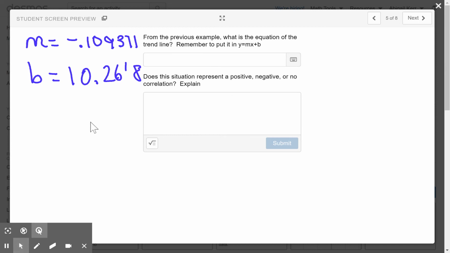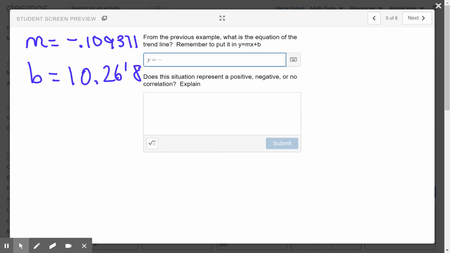I'm going to probably make you round to the nearest hundredth. So that's our second decimal place. So we're going to have y equals negative 0.11x plus 10.26. So just make sure you have two numbers after the decimal.